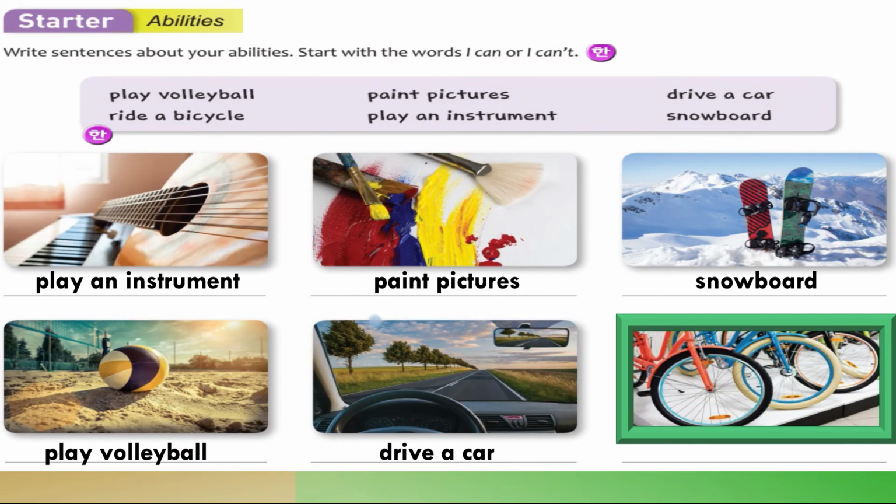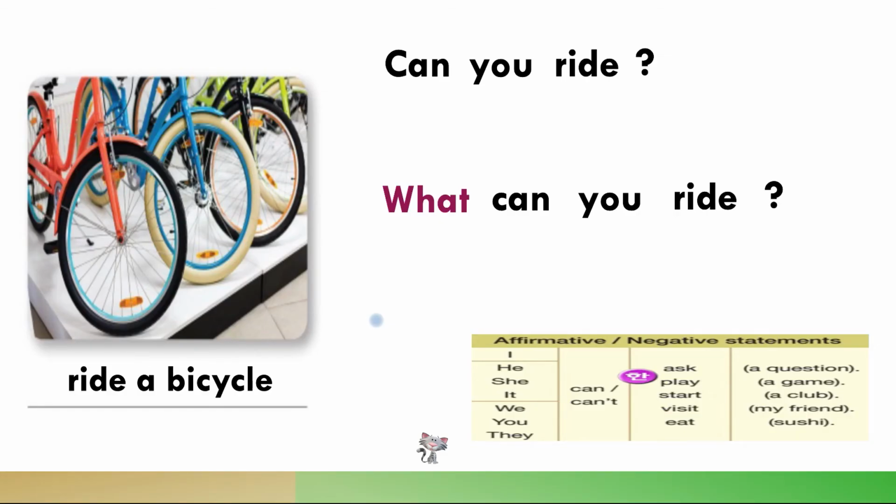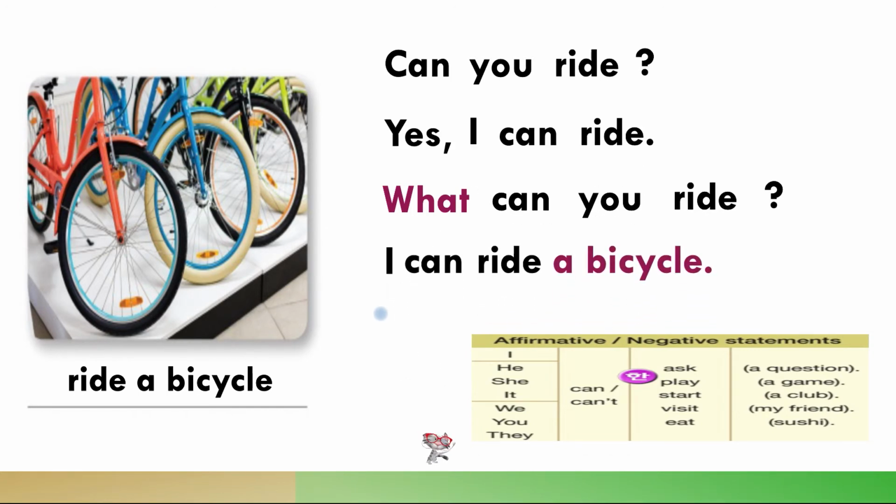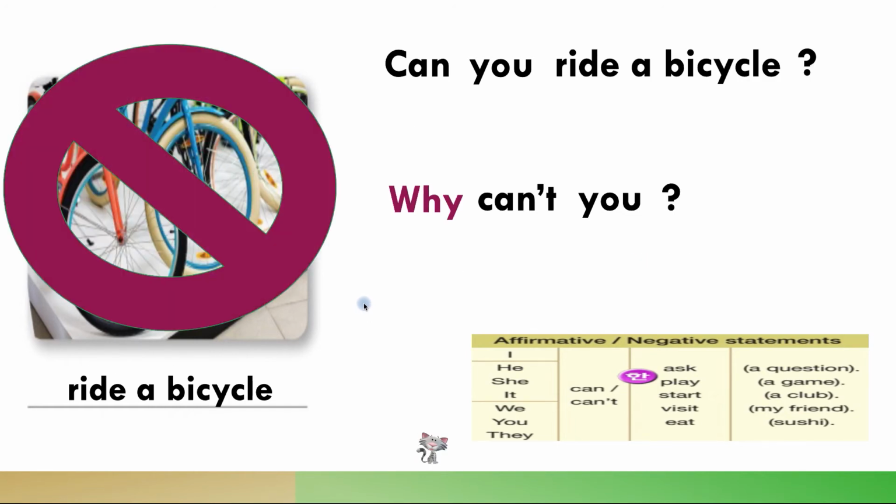So last one. Can you ride? Yes, I can ride a bicycle. I can ride, like the driving. What can you drive? I can drive a car. Here, what can you ride? I can ride a bicycle. But I don't like riding a bicycle. My piano fingers. I like walking.